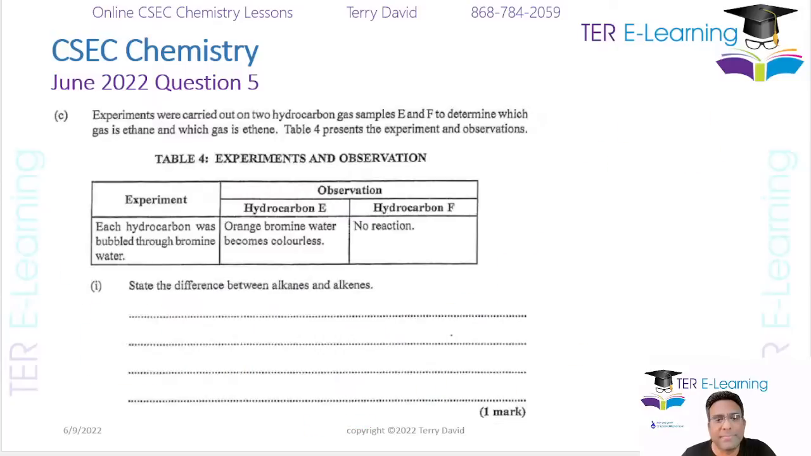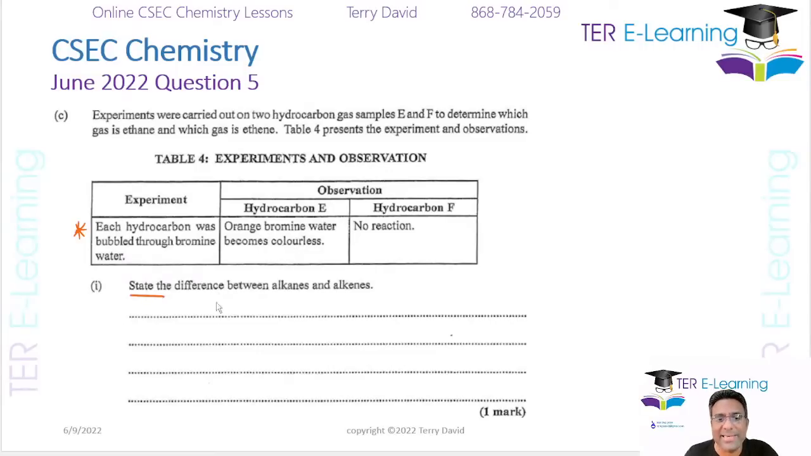Right, next part C now. Experiments were carried out on 2 hydrocarbon gas samples, E and F, to determine which gas is ethane and which gas is ethene. Table 4 represents the experiment and observations, right? So we have two hydrocarbons here, E and F, right? And they said each hydrocarbon was bubbled through bromine water. So this one, the orange bromine water becomes colorless, and the next one you had no reaction. So automatically I can tell which one is which.